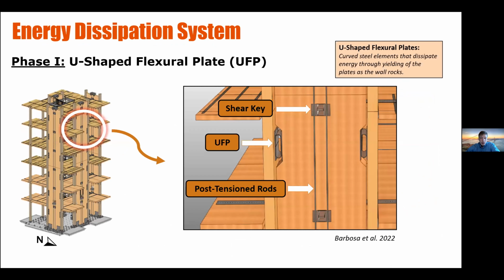The 6-story experimental shaking test will be done in 2 separate phases. The first phase will feature a U-shaped flexural plate. This device features a curved steel plate that dissipates energy through the yielding of steel plates as the wall rocks.